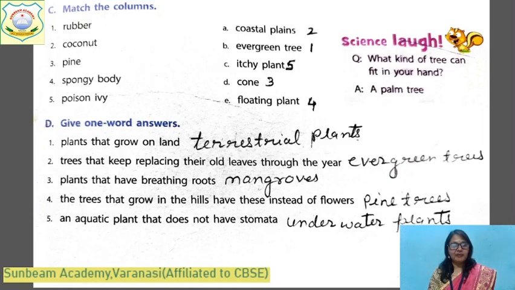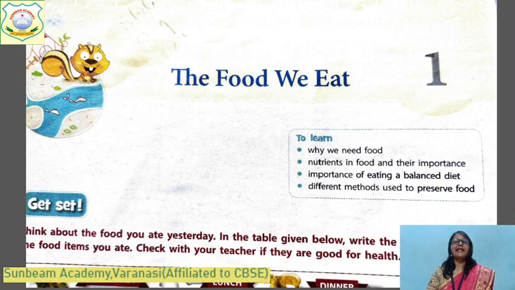An aquatic plant that does not have stomata. Underwater plants. Why don't they have stomata? Because they grow inside the water. Come to the next lesson. The food we eat. Yes, children.